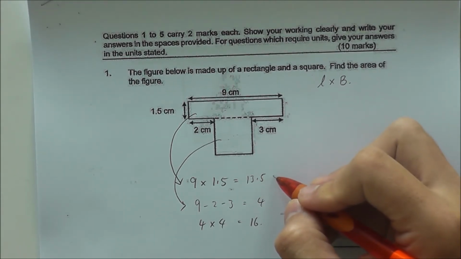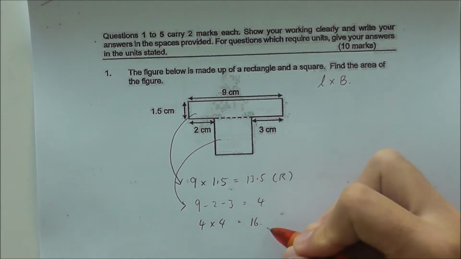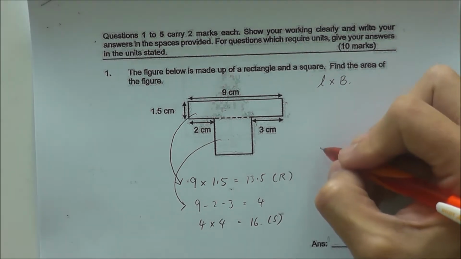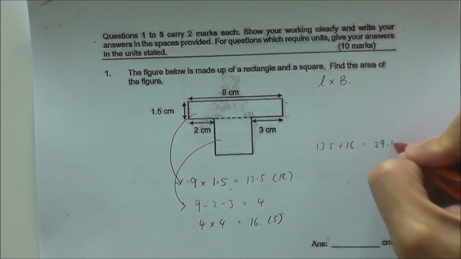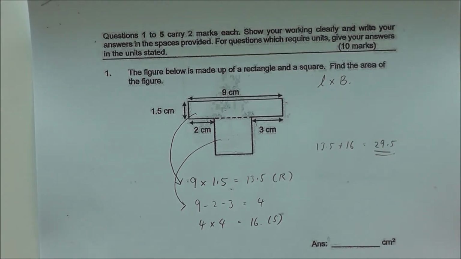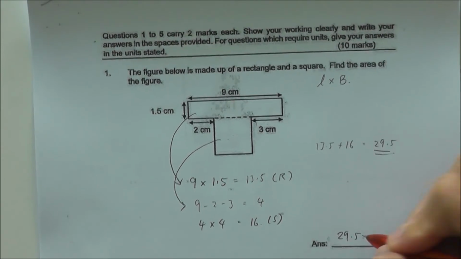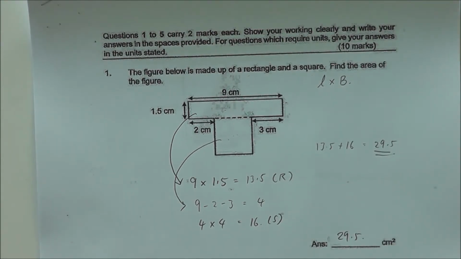So can you see this is the area of the rectangle and this is the area of the square. If I put them together, 13.5 plus 16, I will get 29.5, and that is the answer. 29.5 square centimeters.